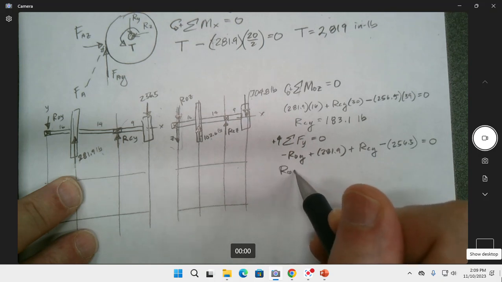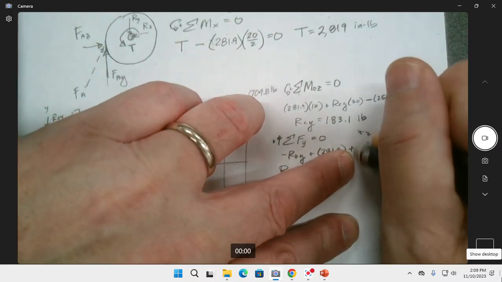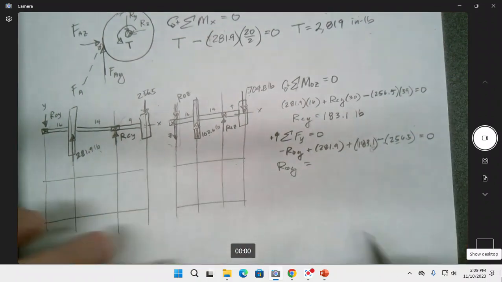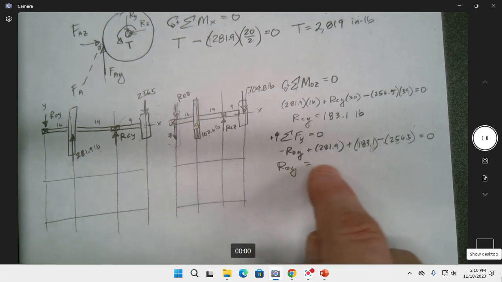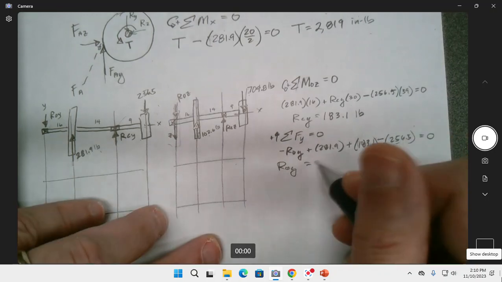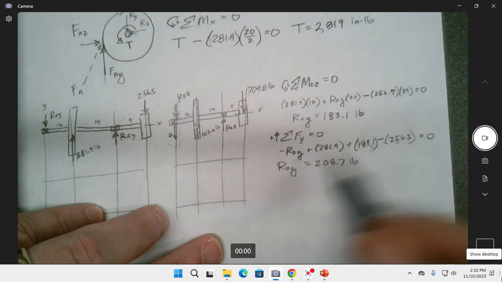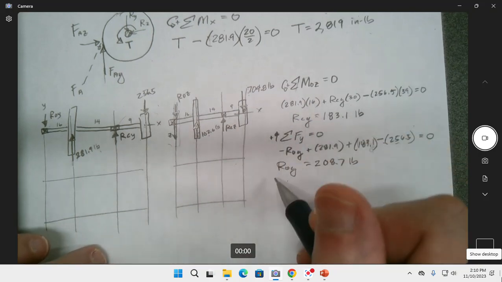Anyway, ROY. Let's double check this one. Could have put the number in this one. 183.1, I squeezed it in. It was up. Okay, good. So 281.9, but then subtract that 256.3. We're going to bring it over to the other side. Okay, so we got the right direction. So this one should be 208.7, unless my short attention span interfered with something in there. All right, so we got those values.